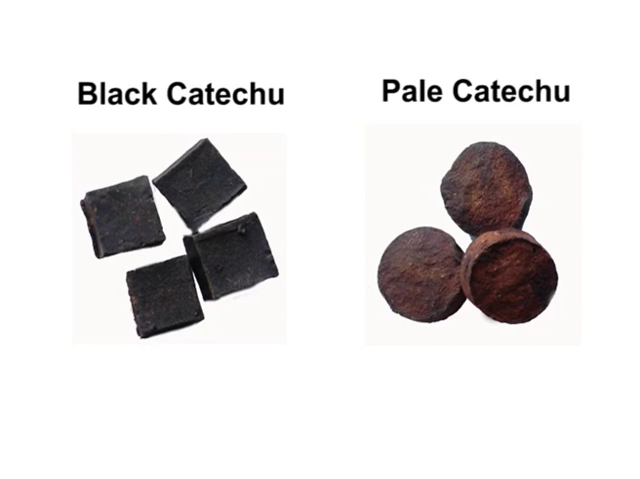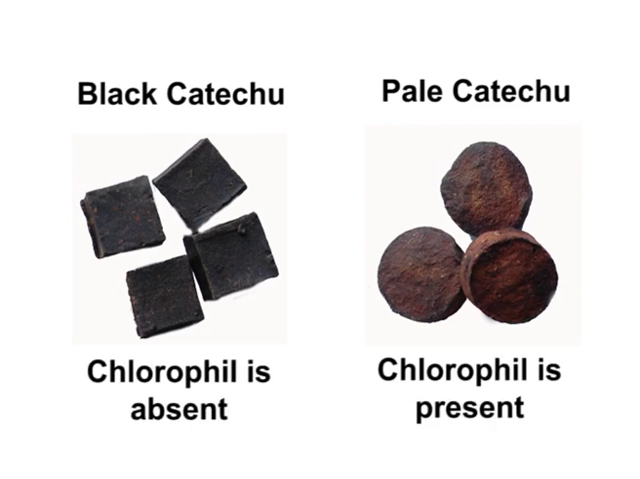Here it is important to note that acacatechin of black catechu differs from the catechin of Gambier in chemical composition and melting point. And the second important note is that black catechu is completely free from chlorophyll and fluorescent substances, which are present abundantly in Gambier or the pale catechu.